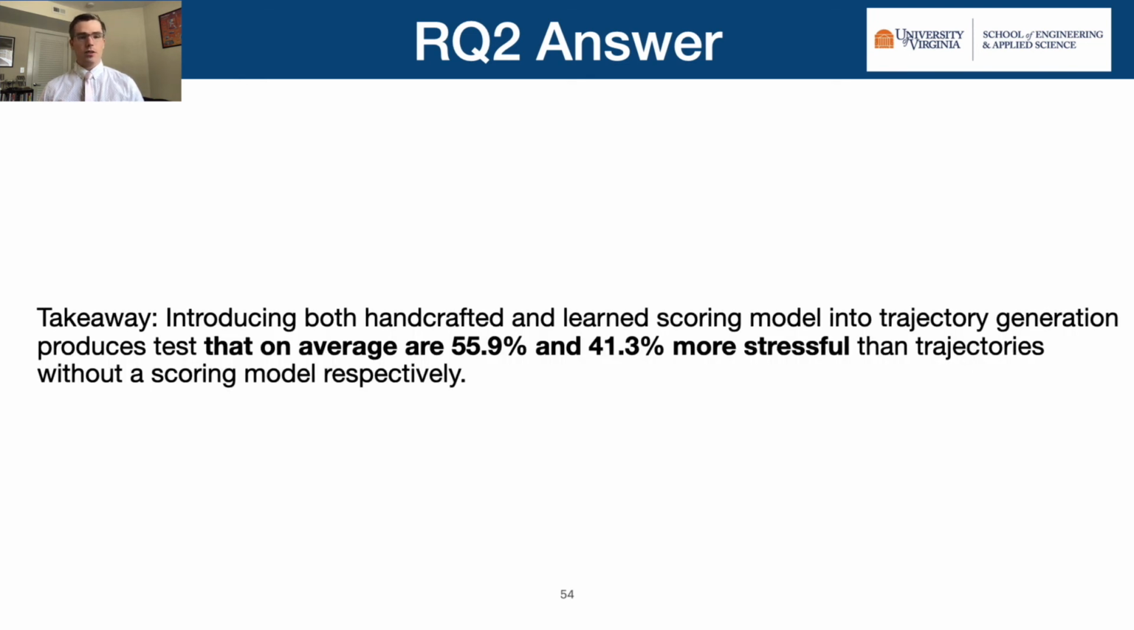Our takeaway from these results was that introducing both handcrafted and learned scoring models into trajectory generation produces tests that on average are 55.9 and 41.3% more stressful than trajectories without a scoring model, respectively.